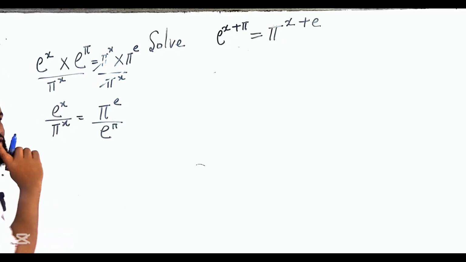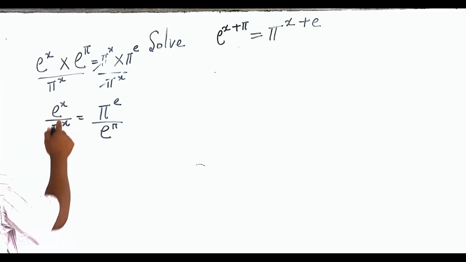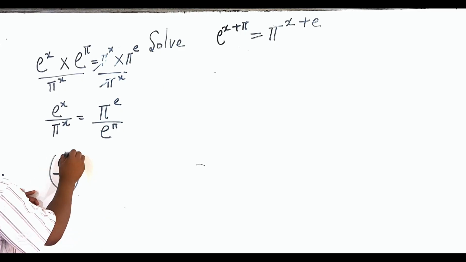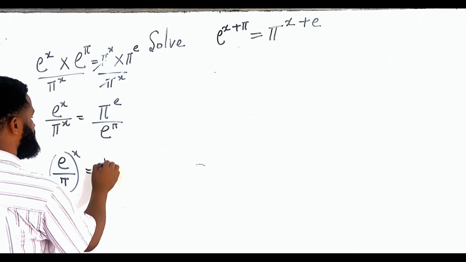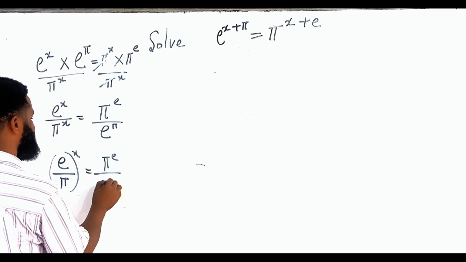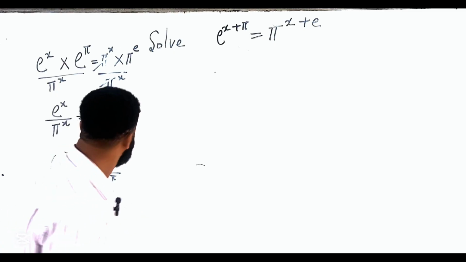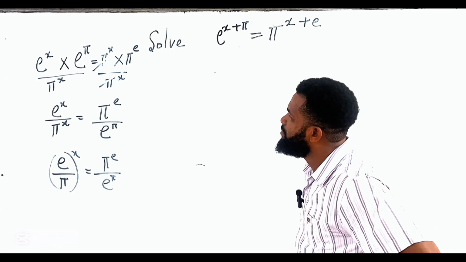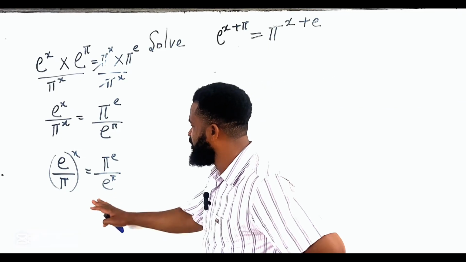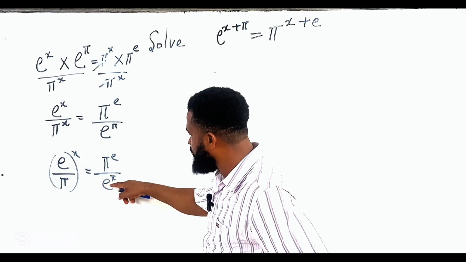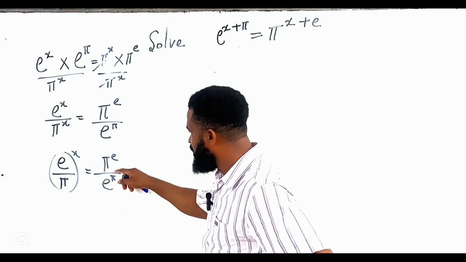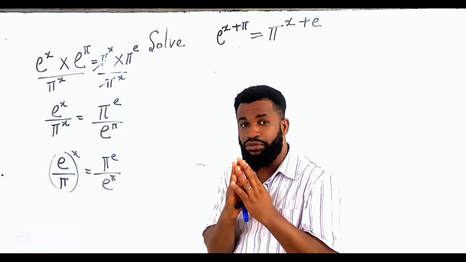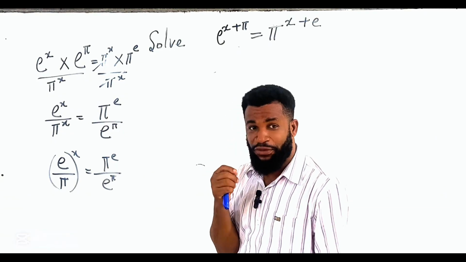All right. So at this point, I can say that this is going to be e over pi, all raised to power x, which is going to be equal to pi raised to power e all over e raised to power pi. So we should be thinking, what can we do at this point? Because there is no uniformity. This and this, they are not working. Which kind of mathematical instrument can we use to put them coherently? But for now, I can't give you that.